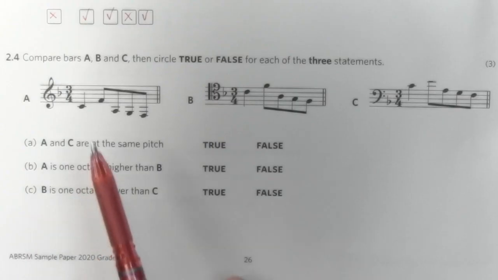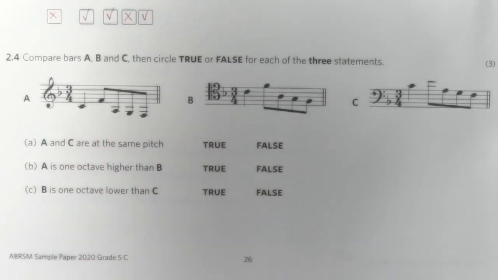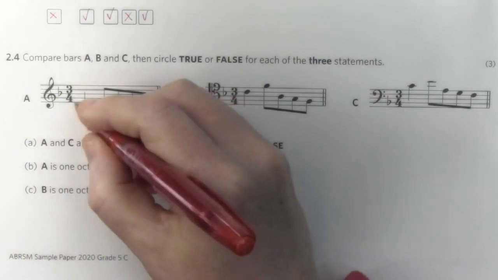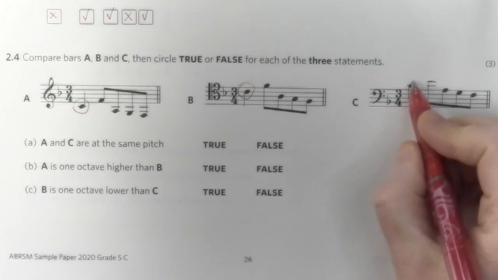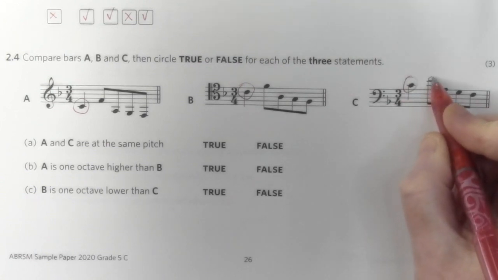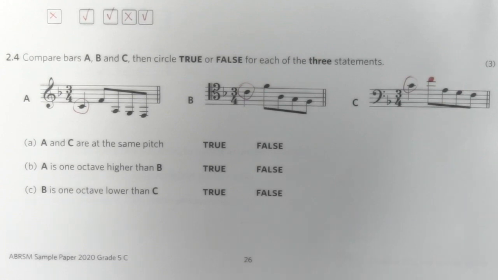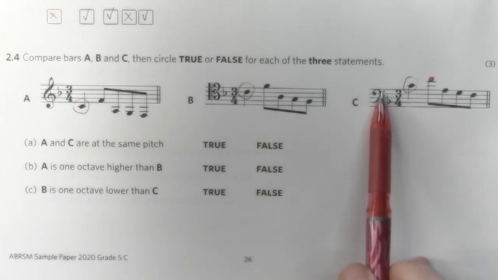In this question, we need to compare these 3 bars and circle true or false for each of these statements. Remember to answer this question, if the pitch you want to know, middle C, are you above or below? That's all. Middle C is here. Middle C is here. Middle C is here. And I've just realized that this has not been printed correctly, but here it is. It doesn't really matter. We only need this though. So middle C, middle C, middle C.